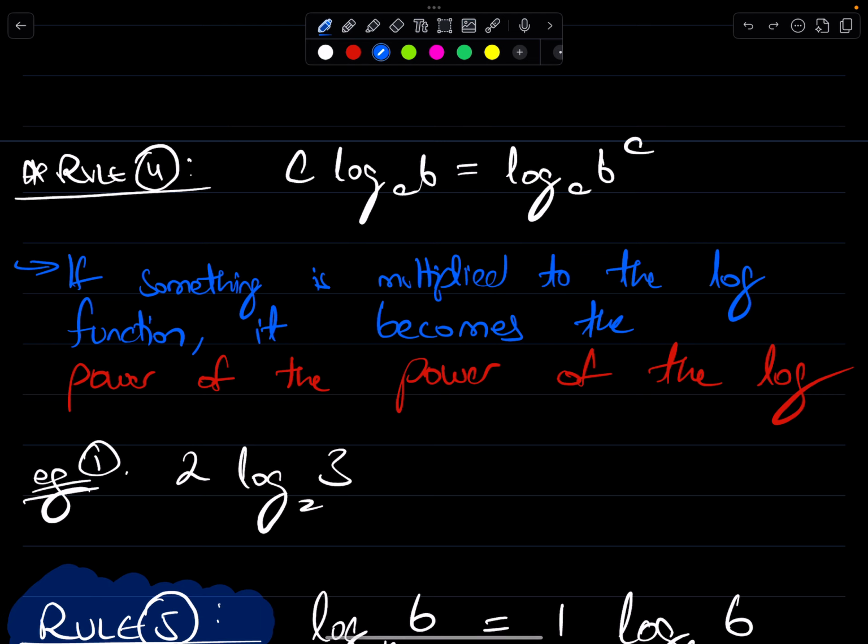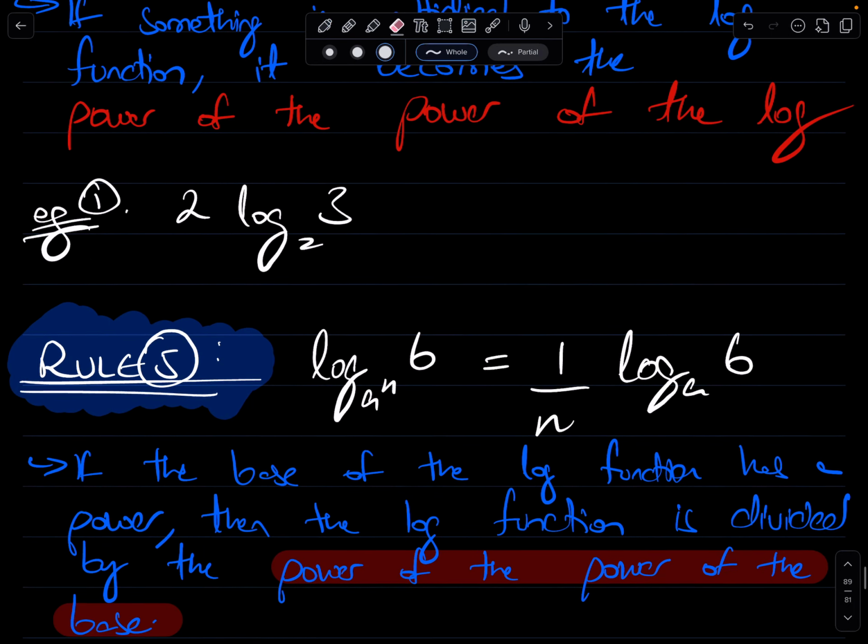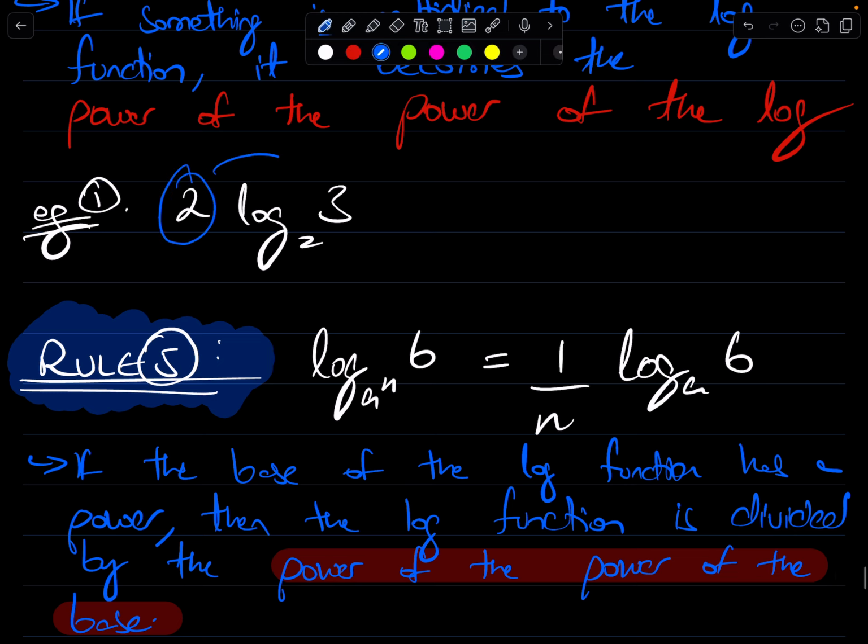Then rule 4 is the reverse of rule number 3. That is, anything multiplied with the log function becomes the power of the power. For example, in this case, 2 would become the power of 3. And this would give us log base 2 of 3 to the power 2, and we can further simplify this and get log base 2 of 9.